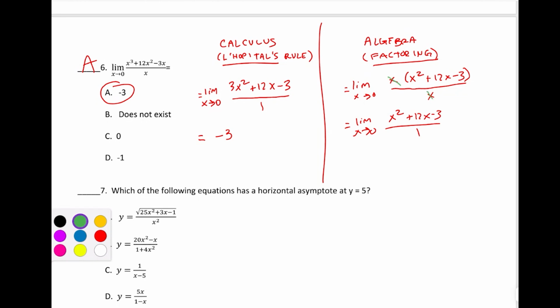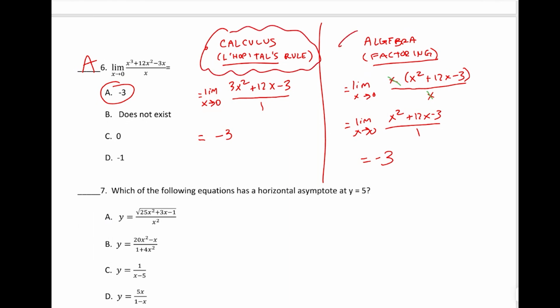And so look at that. Now I can plug in 0, no problem. I don't get any divide by 0 errors, and I still get -3. So you can solve this either way, whichever way you like better. I think L'Hopital is just a little bit easier than the factoring, but if you're really good at factoring, you might stick to the algebraic technique.